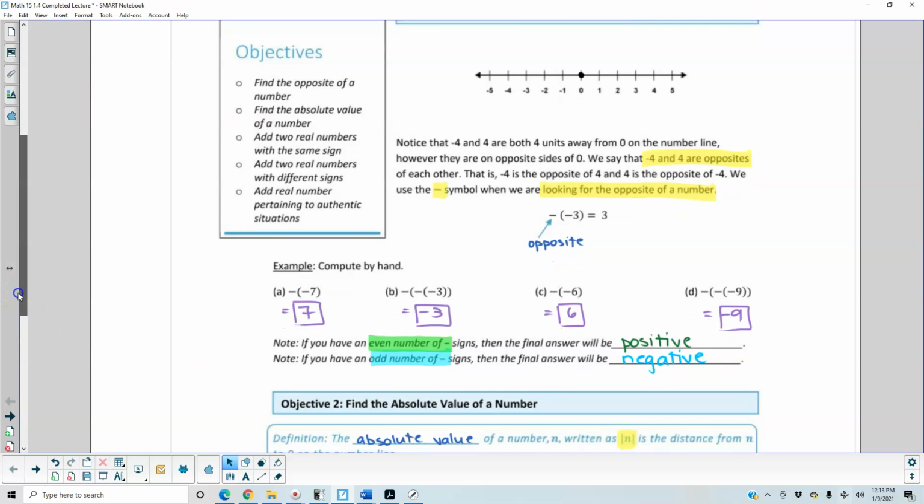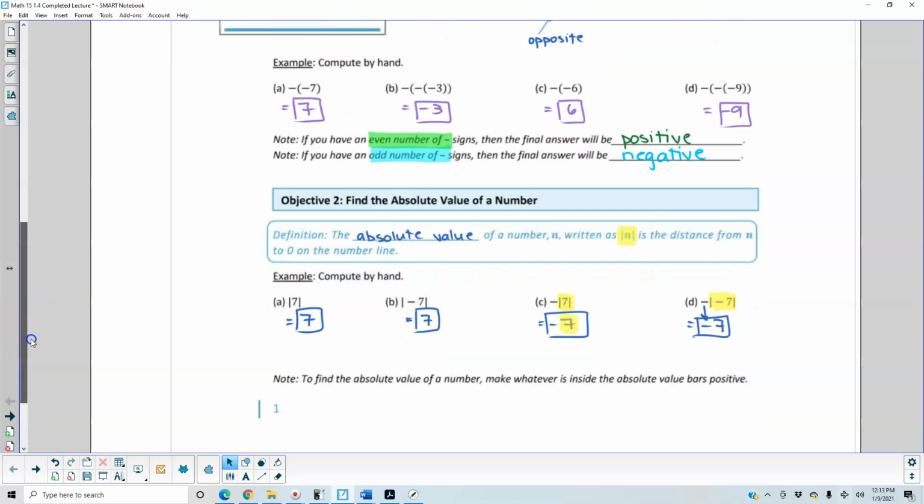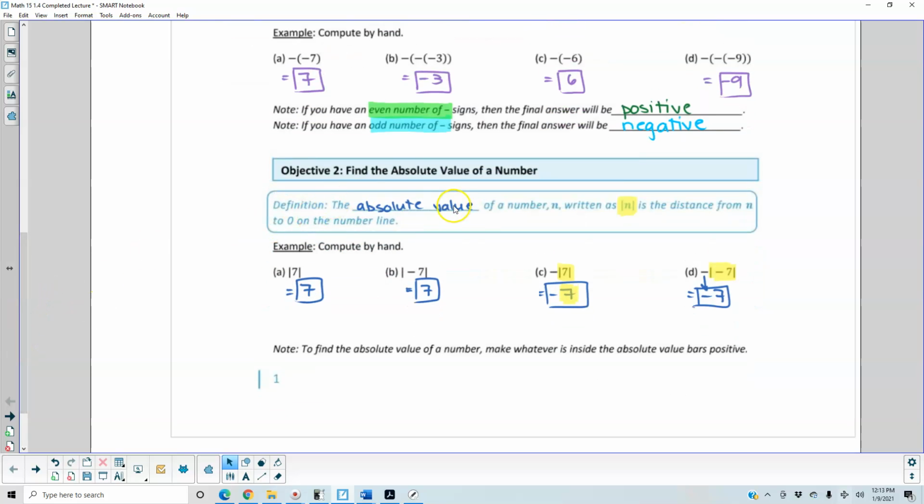Now, objective 2. Find the absolute value of a number. So the definition, the absolute value of a number n, written with these horizontal, vertical bars with an n inside, is the distance from n to 0 on the number line. So let's compute this by hand.